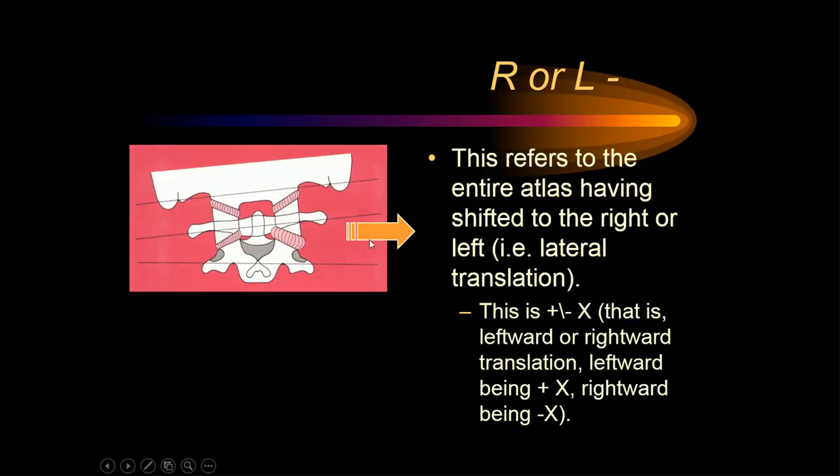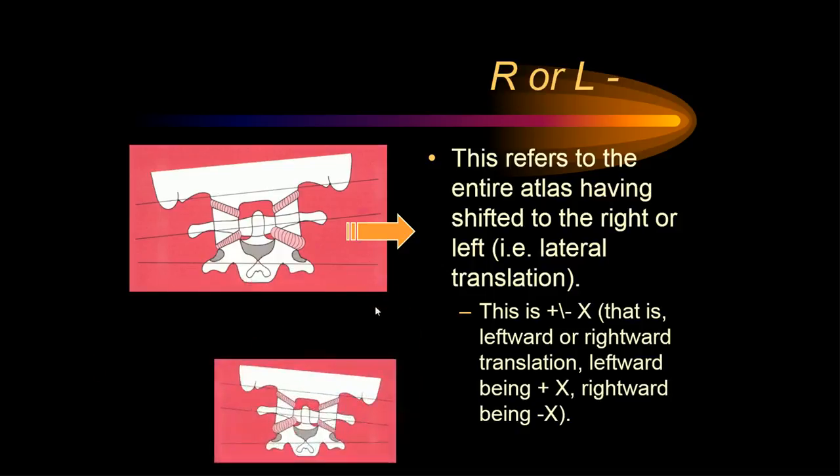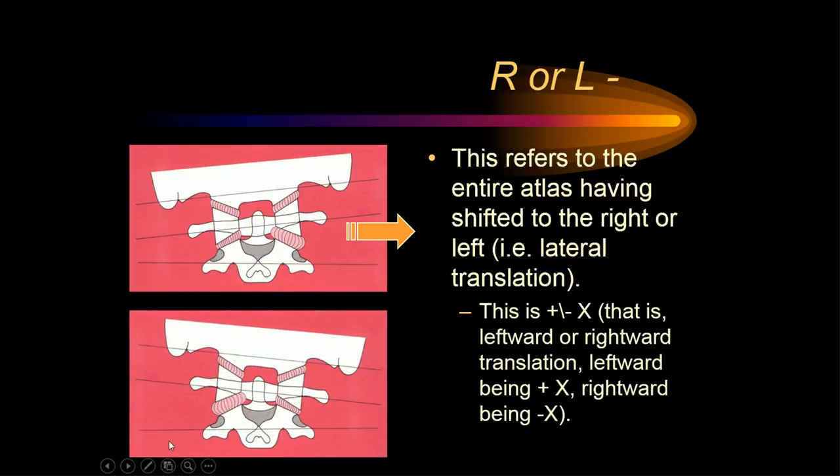So this one, if it's gone off to the right, that's a negative X translation. That's a simple way to describe it. And this one is atlas to the left. Did I say left up here? This is a right translation of the atlas, which is a negative X translation. This one is a positive X translation, or a left atlas.